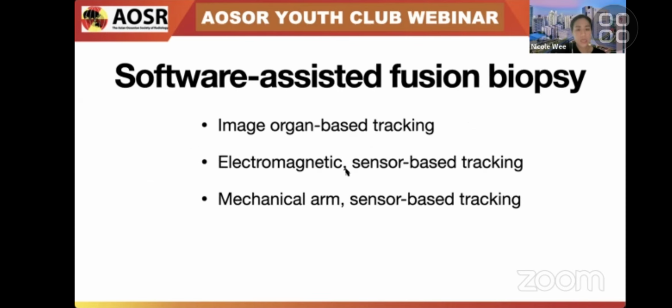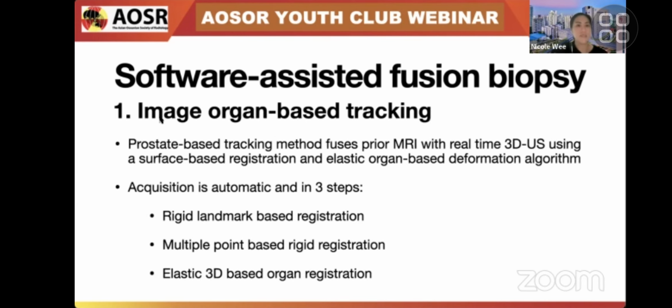There are 3 key tracking methods which combine the advantage of lesion visualization from MR with ease and availability of the ultrasound-based biopsy platforms for real-time targeting and imaging. So first, we have the image organ-based tracking, and the next 2 are sensor-based tracking methods: the electromagnetic method or the use of a mechanical arm. The image organ-based tracking method is different from the sensor-based registration because the computer tracks the organ itself and not the transrectal ultrasound probe.